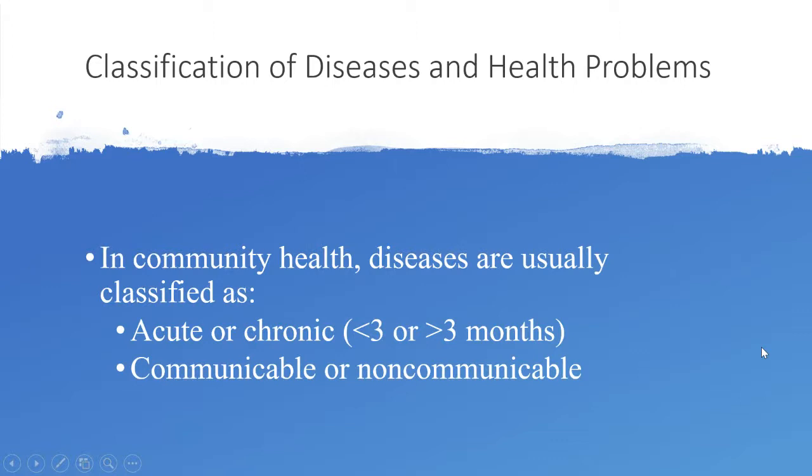In community health, diseases are either classified as acute or chronic. Acute is generally 3 months or less that you're sick, and chronic is generally over 3 months that you're going to be sick. Communicable diseases are those that you can catch from other people, whereas non-communicable diseases are those you cannot catch from other people.